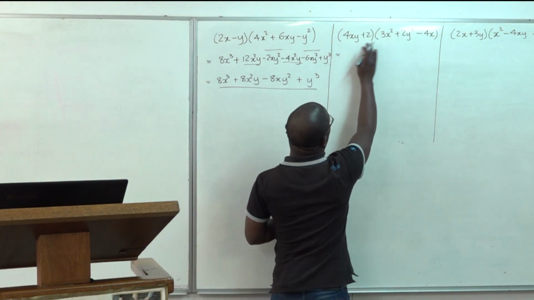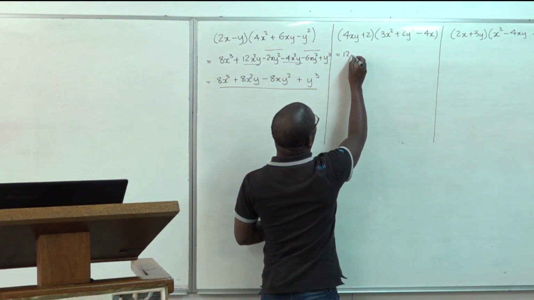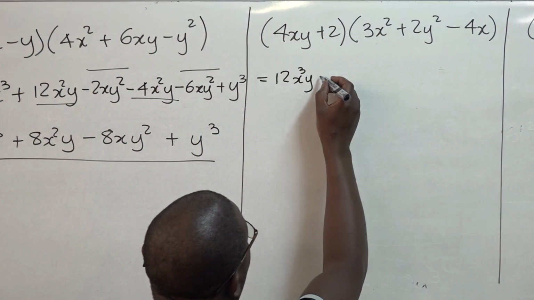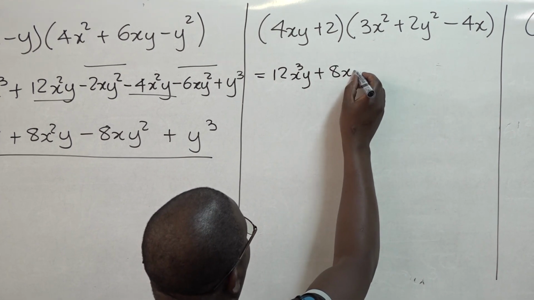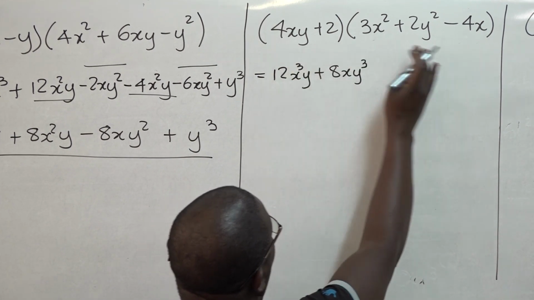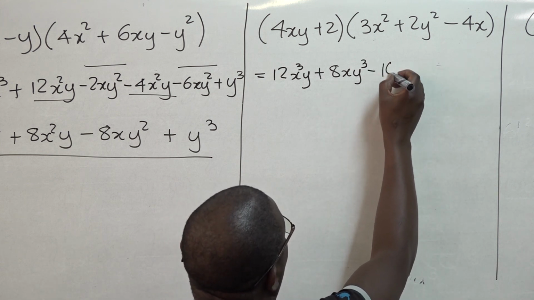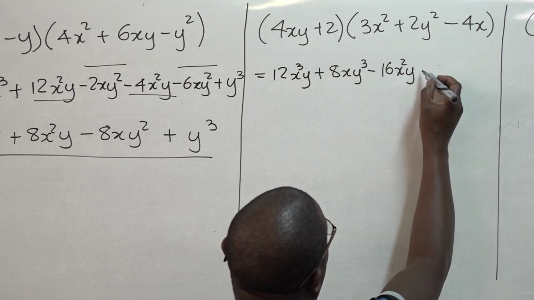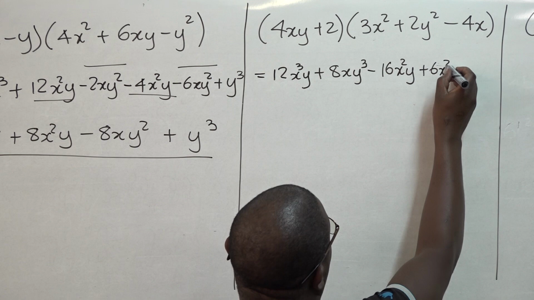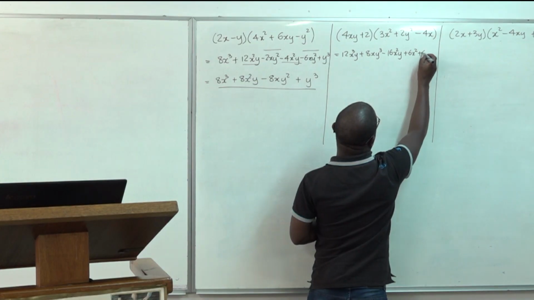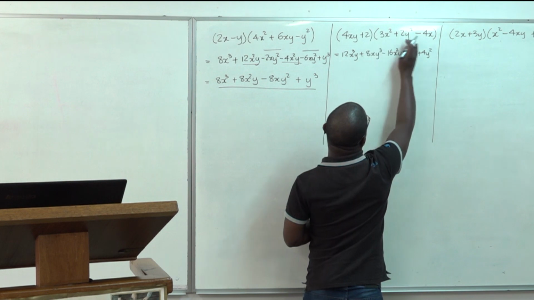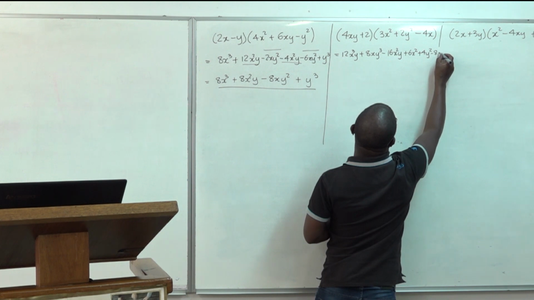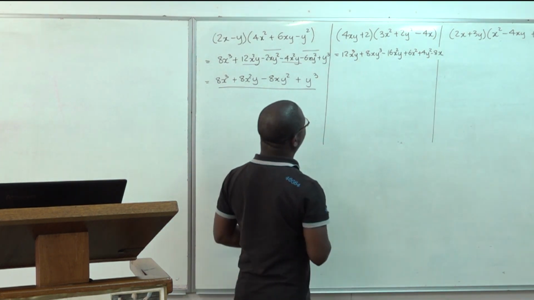This gives us 4xy times 3x squared, it is 12x cubed y. 4xy times 2y squared gives us 8xy cubed. 4xy times minus 4x is minus 16x squared y. And then 2 times 3x is 6x squared. 2 times 2y is 4y squared. 2 times minus 4x is minus 8x.